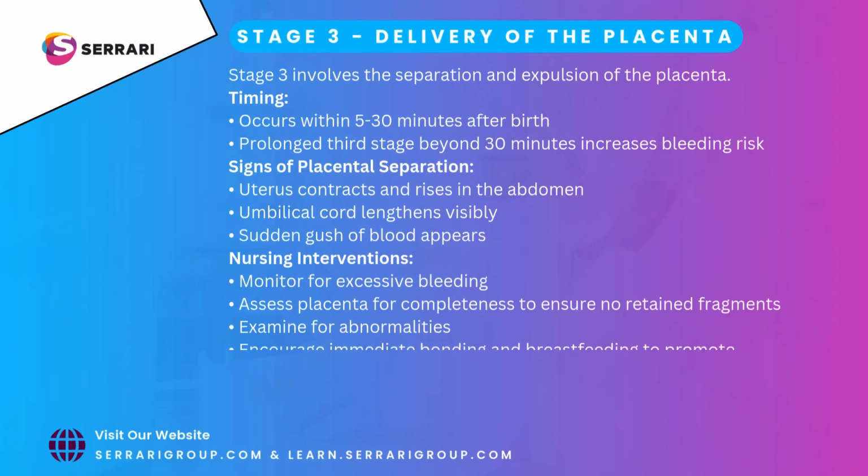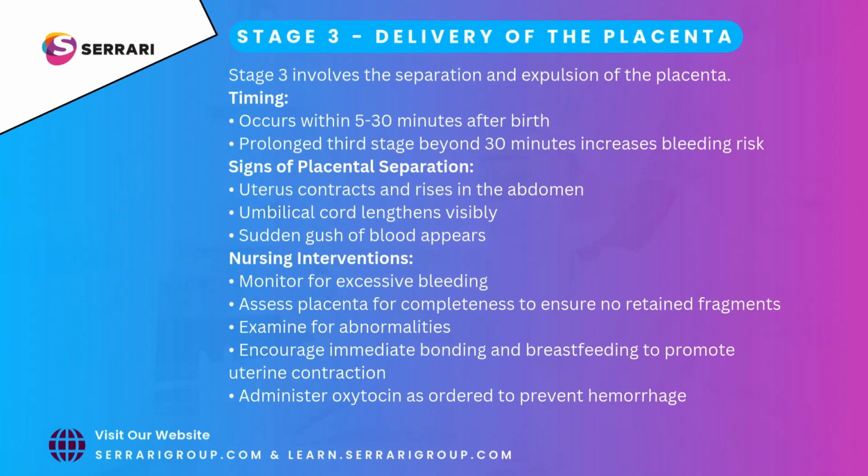Stage 3: delivery of the placenta. Stage 3 involves the separation and expulsion of the placenta. Timing: it occurs within 5 to 30 minutes after birth. A prolonged third stage beyond 30 minutes increases bleeding risk. Signs of placental separation: the uterus contracts and rises in the abdomen, the umbilical cord lengthens visibly, and a sudden gush of blood appears.